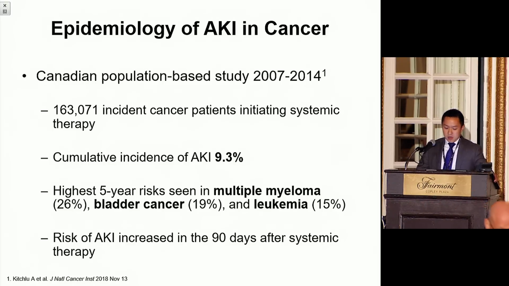And you can see that there were higher 5-year risks of AKI in certain patient populations, including those with multiple myeloma, who had more than a 25% risk of AKI, bladder cancer, and leukemia. And interestingly, the risk of AKI was significantly increased in the 90 days after systemic therapy was started.